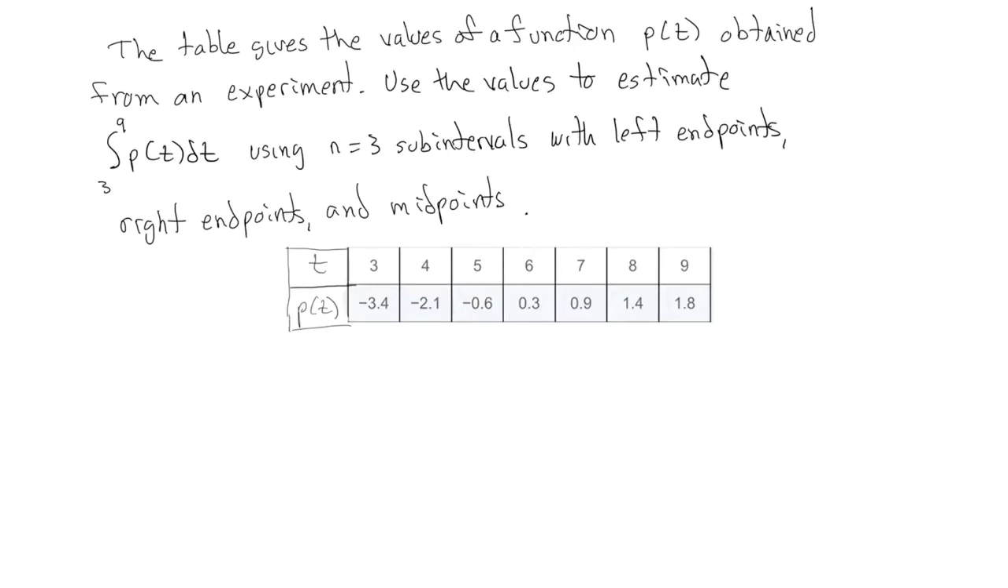All right. So the first thing I'm going to do is find my delta x, and I can't really call it a delta x in this case because my independent variable is t, so this is really a delta t.